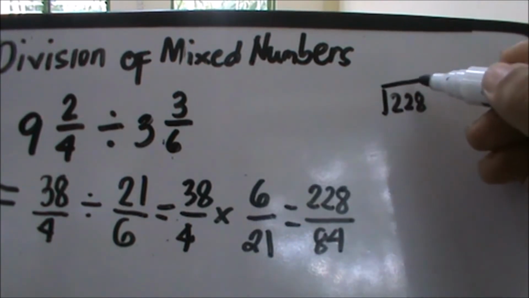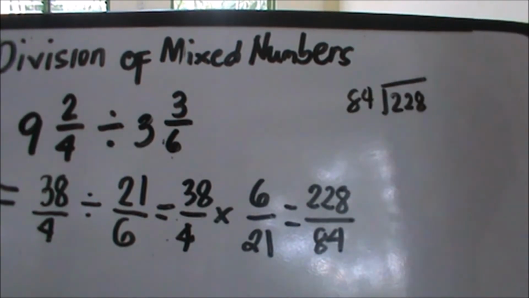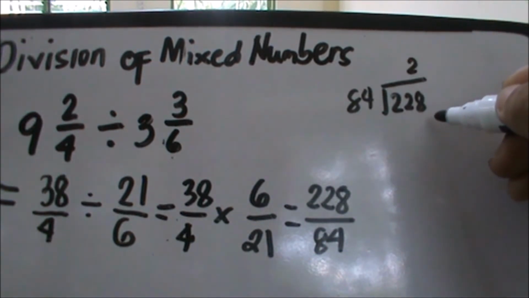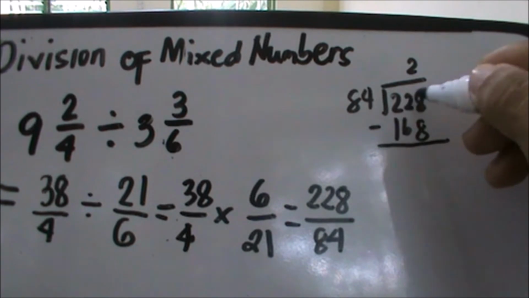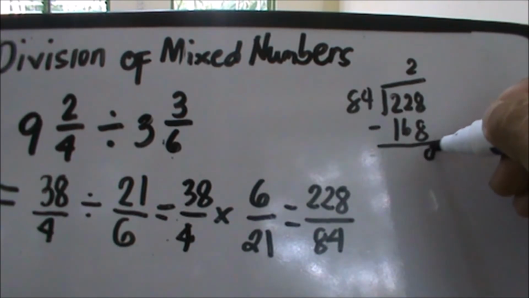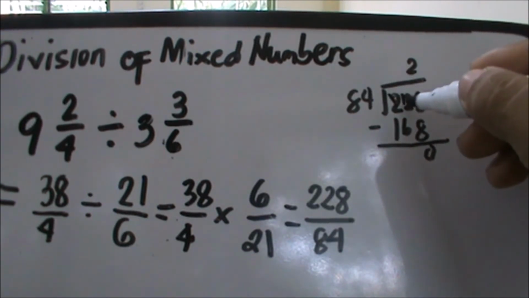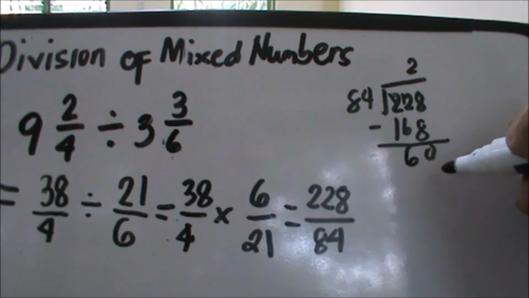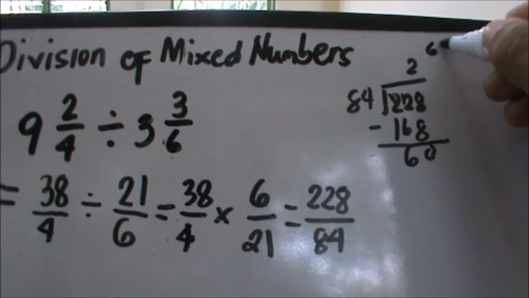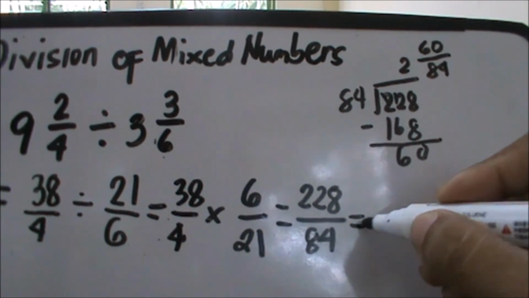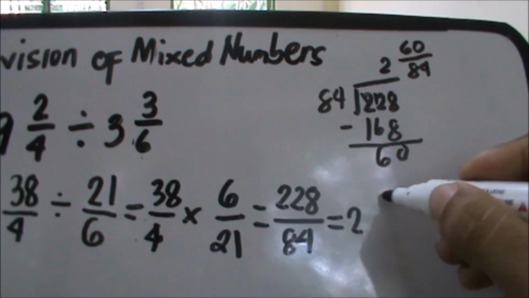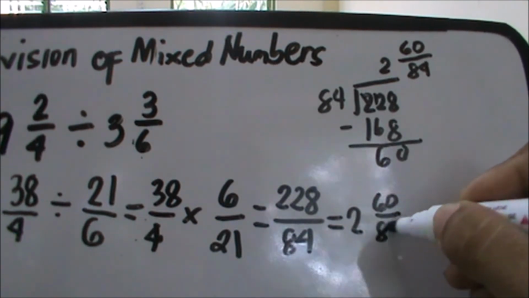228 divided by 84. So we need 2. 2 times 4 is 8. 2 times 8 is 16. Minus, 228 minus 168. So this is 8 minus 8 is 0. Borrow 1. So 12 minus 6 is 6. So we have a remainder of 60. So bring the remainder 60 to the top and make it the numerator, and then the divisor as the denominator. So we have a mixed number now. So 2 and 60 over 84.